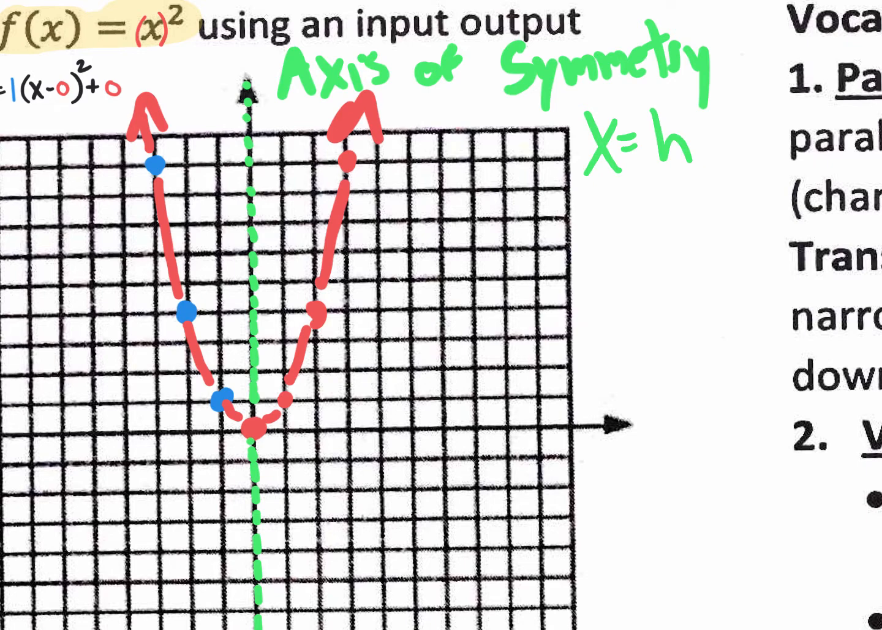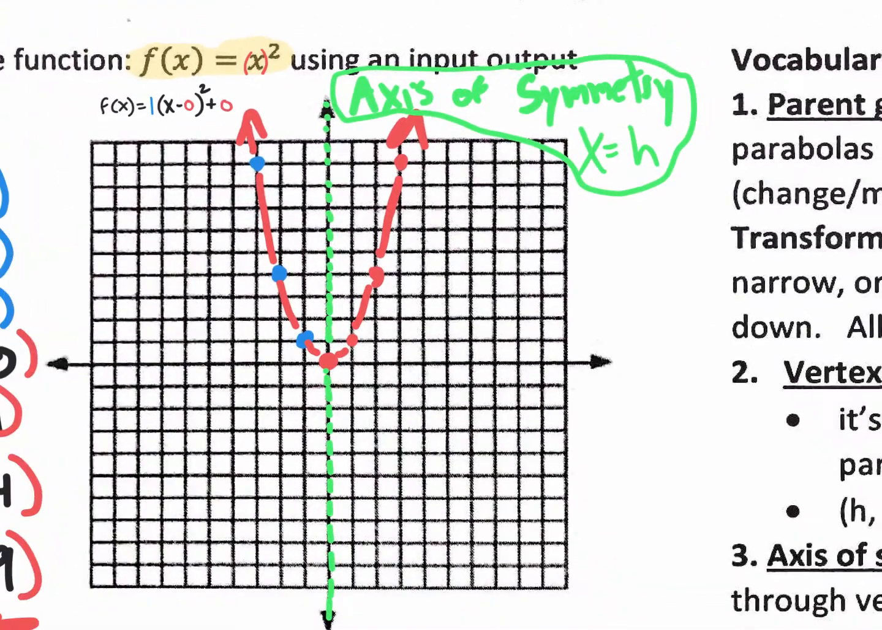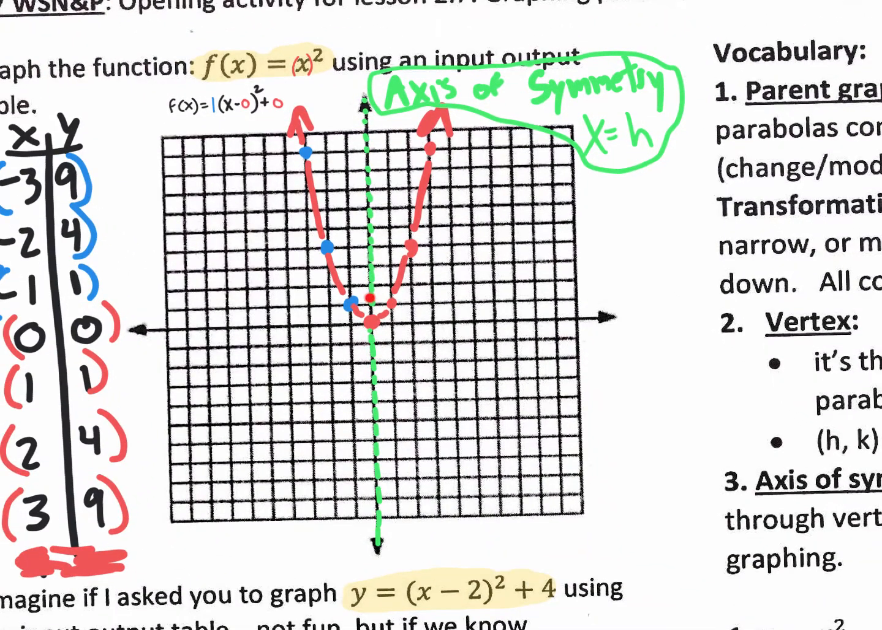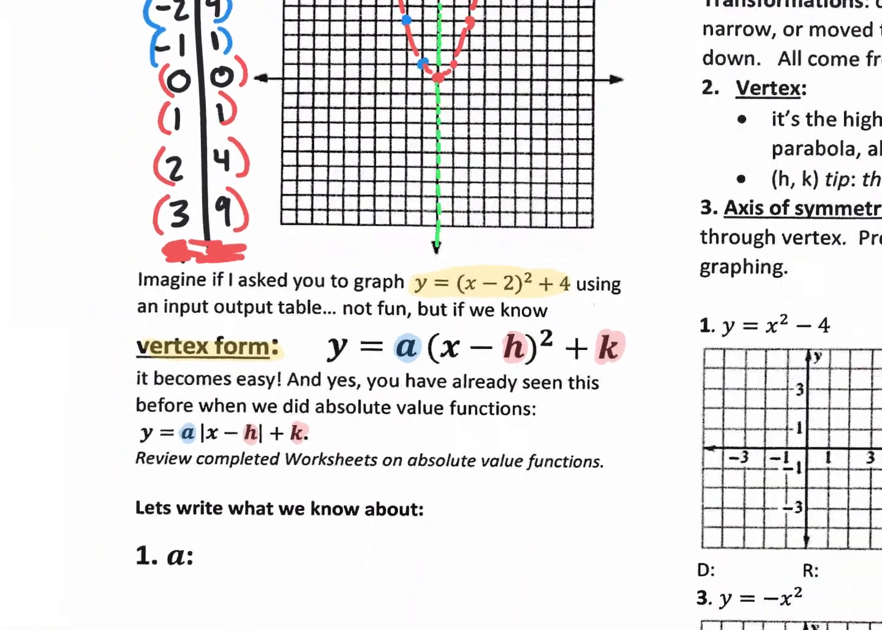Okay? So this is something that we definitely need to know, that the axis of symmetry is the equation x equals h. Drawing it is easy. You just draw a dotted line going right through the vertex. But stating the equation of that vertical line, it's also easy. It's simply x equals whatever the x value of your vertex is. X equals h, right? It'll all come together in a couple of seconds. Okay?